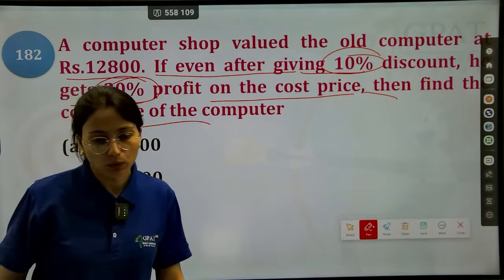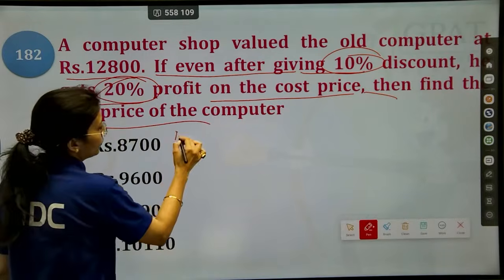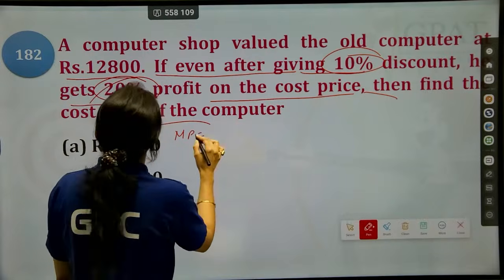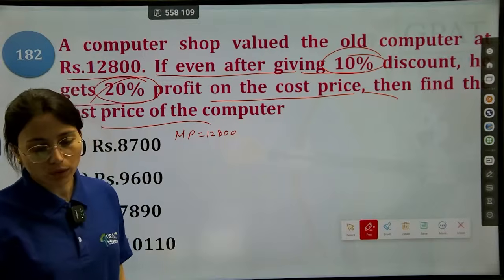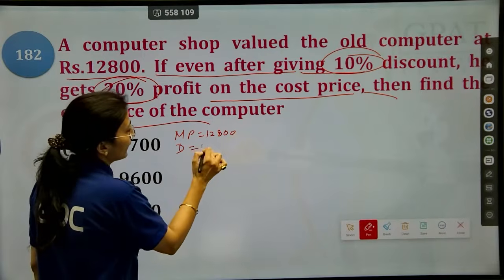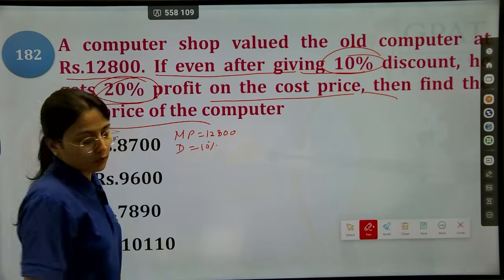So we have to find the cost price of the computer. MP, the marked price, is 12800. Now, how much is the discount? That is 10%. Okay, so what is SP?